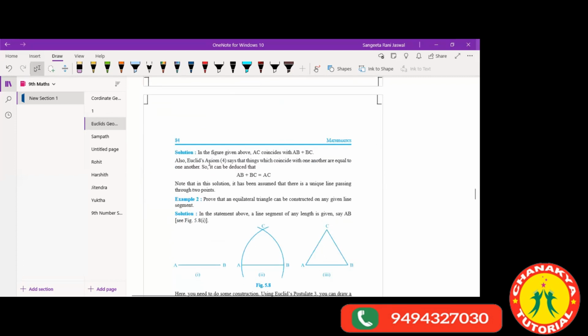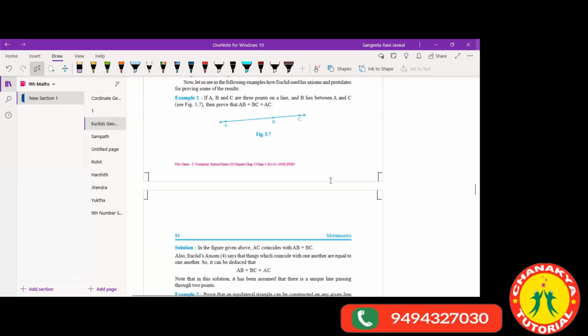So what do you do here in the figure given above? AC coincides with AB plus BC. They have assumed a line AC which coincides with AB plus BC, and using Euclid's fourth axiom, which says that things which coincide with one another are equal to one another, it can be deduced that AB plus BC equals AC. Note that in this solution, it has been assumed that there is a unique line passing through the 2 points. So do you see there is the same example in the chapter?